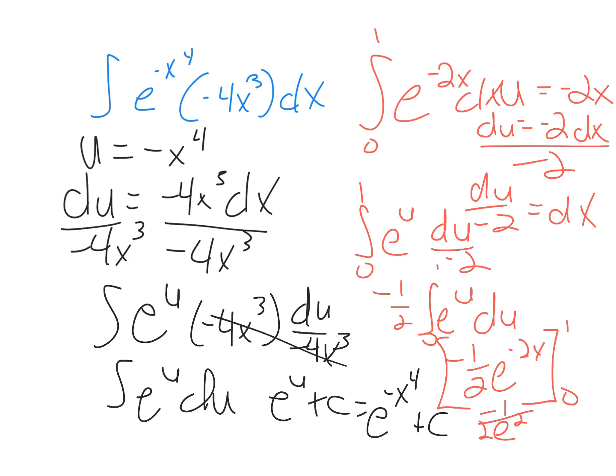And we put 0 in, anything to the 0 power is 1. So 1 times negative 1/2 is negative 1/2, so it'll be minus negative 1/2, so it'll be plus 1/2. And that's how you do those two problems.